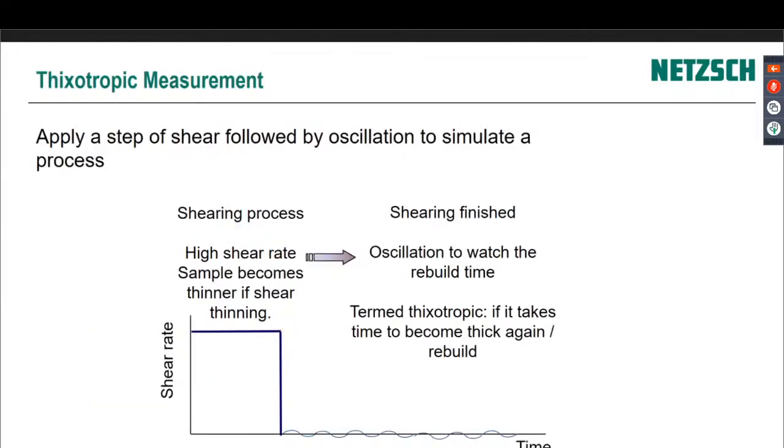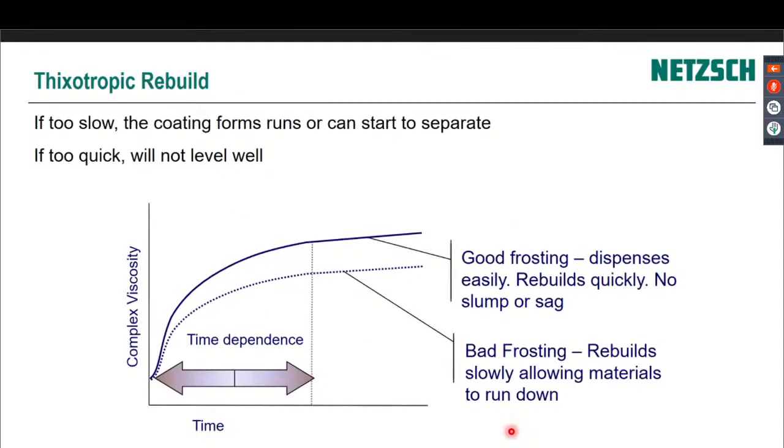That's the shear rate, is piping it. And then you go into oscillation. And the oscillation basically just does a microscopic oscillation on the sample, almost like being stationary, but you can watch rebuild in real time. So what we'll see here is a good frosting obviously will rebuild very quickly and it shouldn't sag or slump, but a bad frosting might rebuild more slowly, and so it could sag down a little bit. So the rebuild time is important. So that's what we're looking at here.